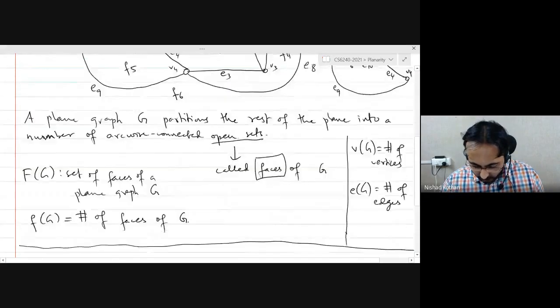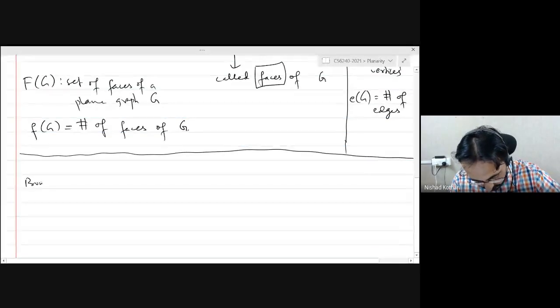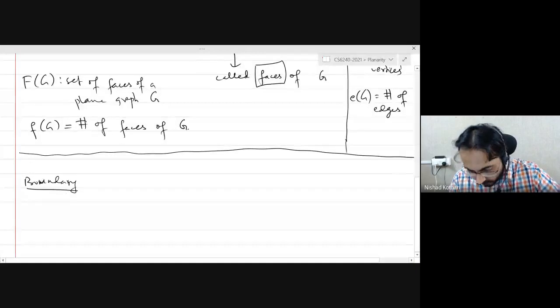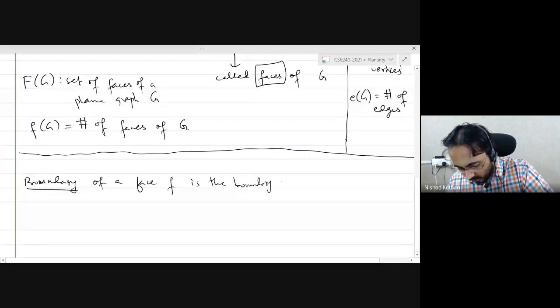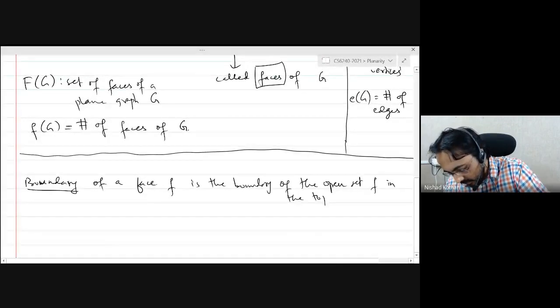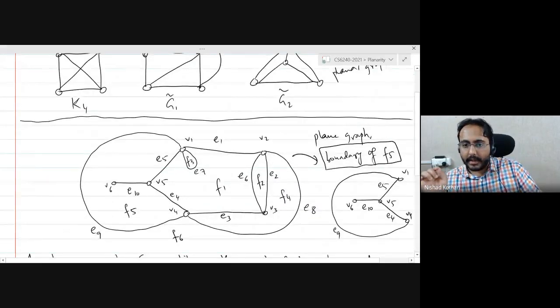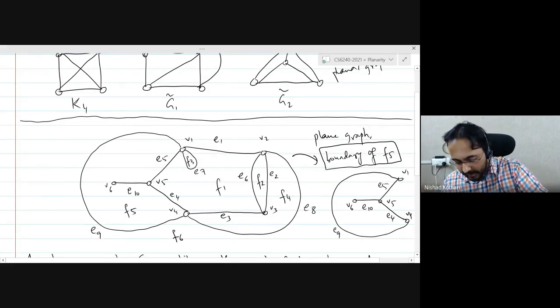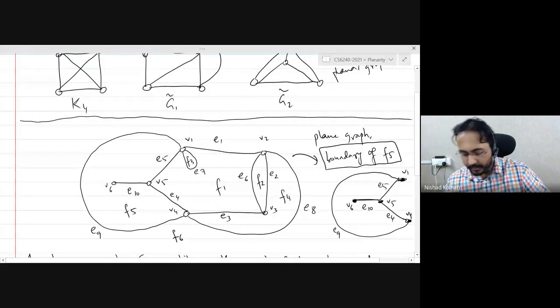All right, so let me just put down some terms. The boundary of a face F is the boundary of the open set F in the topological sense. So it's everything that you're touching, to put it in layman's terms. And we will also say that the face is incident with all the vertices and edges on its boundary. So our face here, F5, is incident with vertices V6, V5, V1, and V4. And it is also incident with the edges E5, E4, E9, and E10.